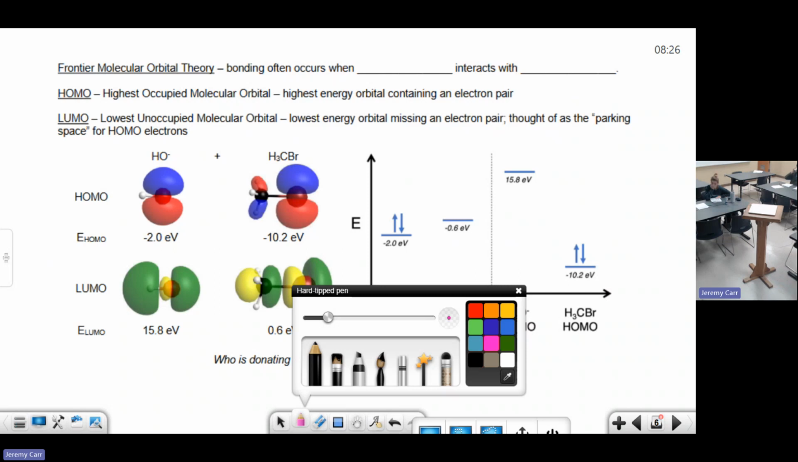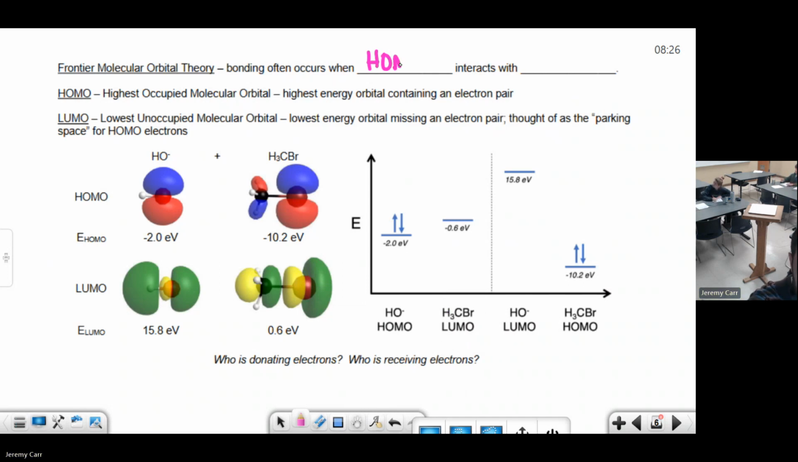According to frontier molecular orbital theory, bonding often occurs when, and I'm going to give you some vocabulary terms right now, the HOMO interacts with the LUMO. So what do these mean? I'm going to rewrite these in colors because I want to point out something. Your HOMO is an acronym that stands for highest occupied molecular orbital. Occupied, that's the key. That means you have an orbital within the molecule that has electrons in it.